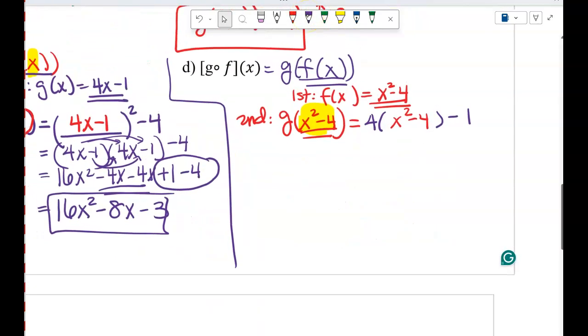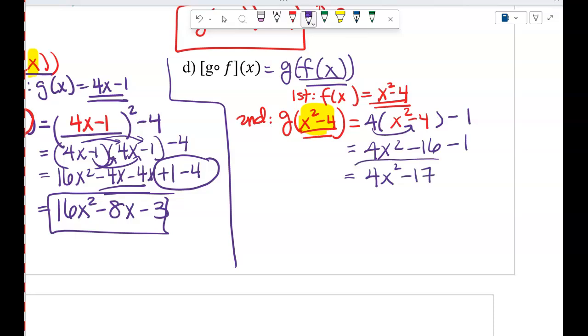Okay? So by distribution, 4 times x squared is 4x squared. 4 times minus 4 is negative 16. Drop the 1 down. Minus 1 I meant. 4x squared minus 17 is our final answer.